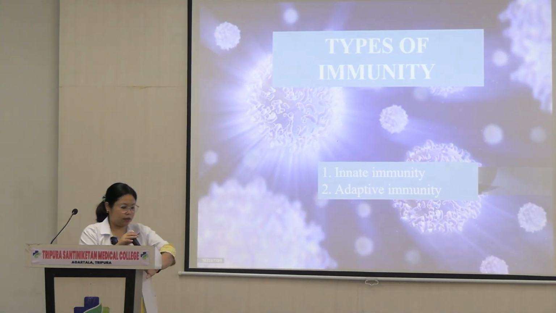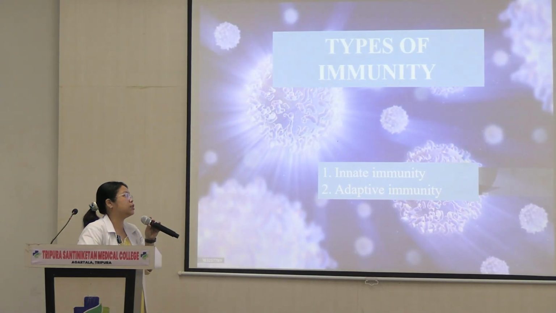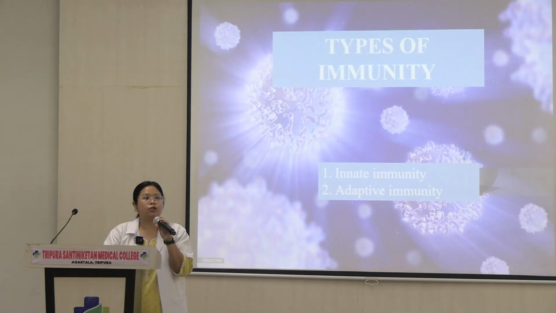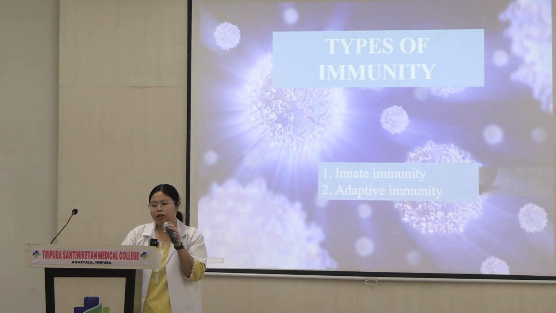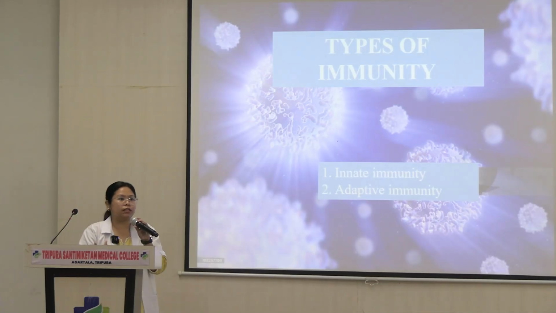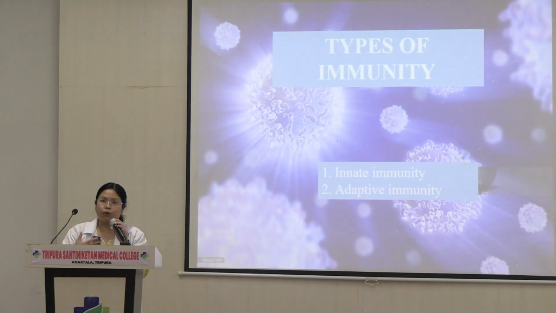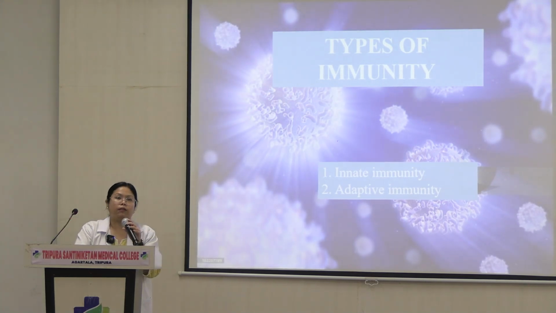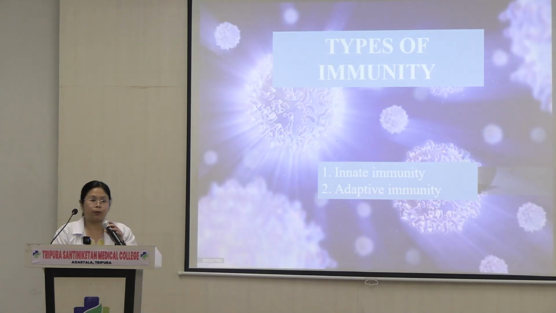So the basic types of immunity are two: innate immunity and adaptive immunity. Innate immunity, as you can make out from the name itself, innate means it's within ourselves. So innate immunity is the immunity that is present at birth. The baby is born with this immunity. Adaptive immunity is the immunity that develops over time with exposure to whatever is outside of the body.